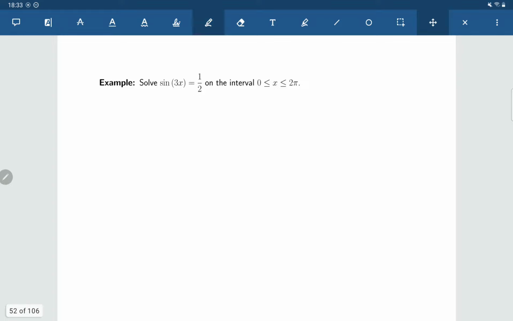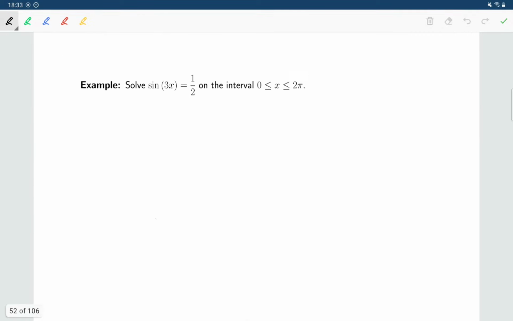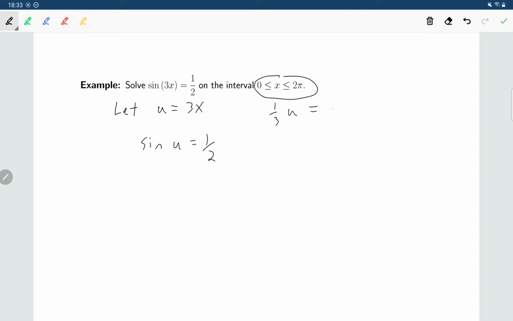So for something like this, we're looking to solve sine of 3x equal to 1/2 on that interval from 0 to 2 pi. And I'm going to do a little bit of a substitution here to make my life easy. I'm going to say let u be 3x. So really we're solving sine of u equal to 1/2. Except we're no longer going to be solving on the interval from 0 to 2 pi. If u is equal to 3x, then that means that 1/3 u is equal to x.